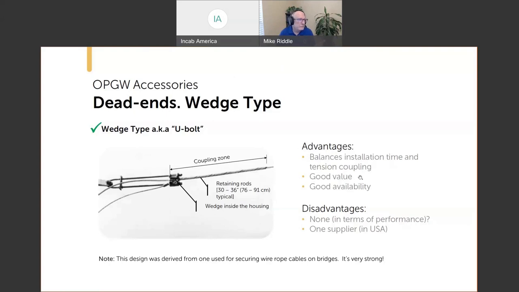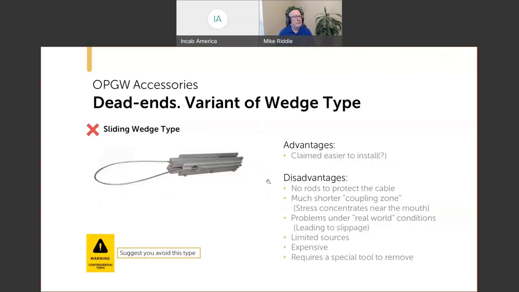It balances your installation time with that tension coupling. So what we'll see is that on the next type of dead end, the tension coupling is over a longer distance, and so that's even better for the cable. But that makes that type of dead end harder to install. So you're trading off a little bit of the coupling zone for a little bit of ease of installation. And I think this design type gives you the best balance there.